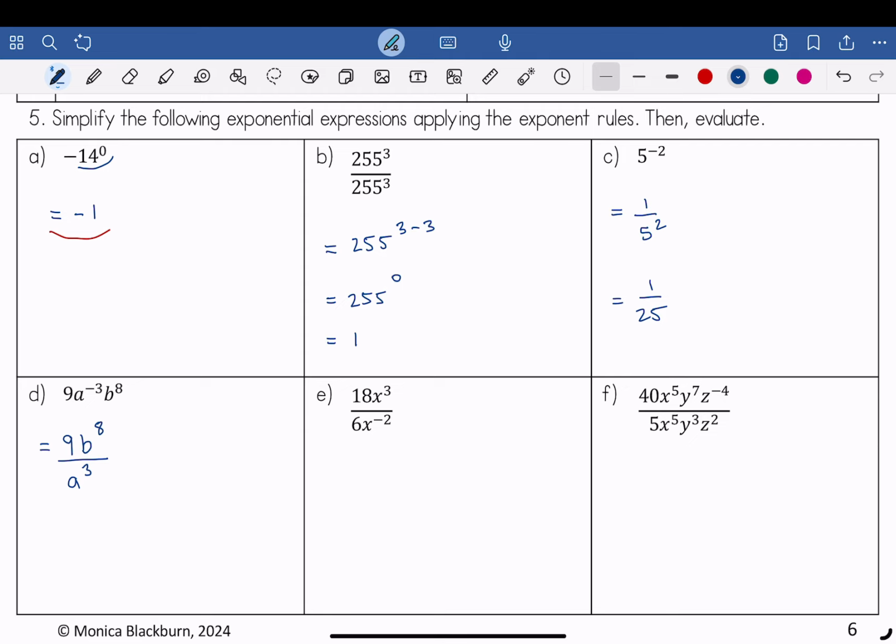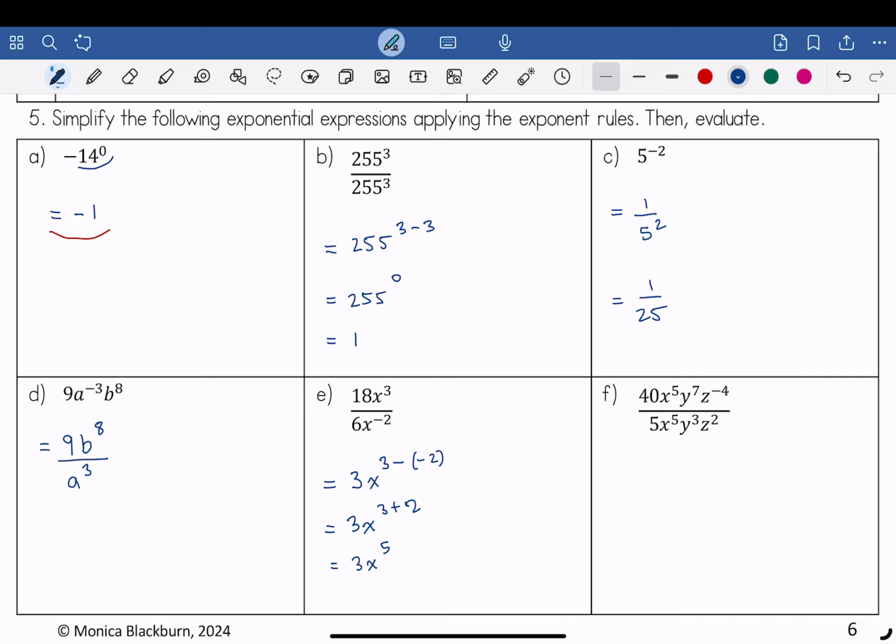E. 18 divided by 6 is 3. x to the power of 3 divided by x to the power of negative 2 is a quotient with the same base, so we're going to subtract the exponent. 3 minus negative 2 is equal to 3 plus 2, which is equal to 3x to the power of 5.